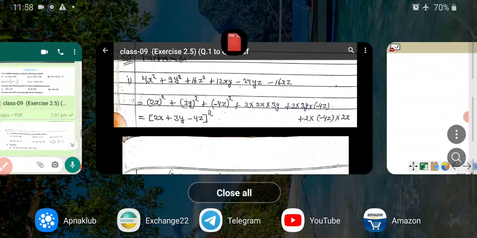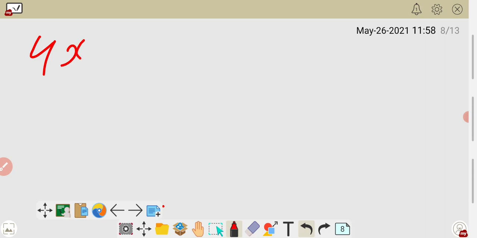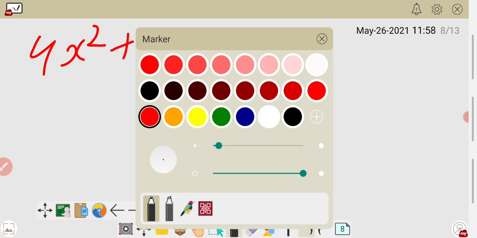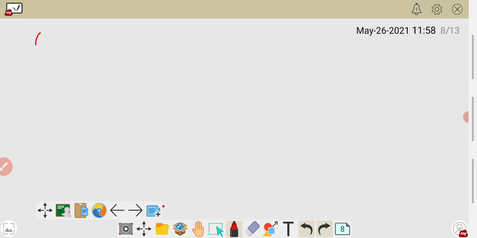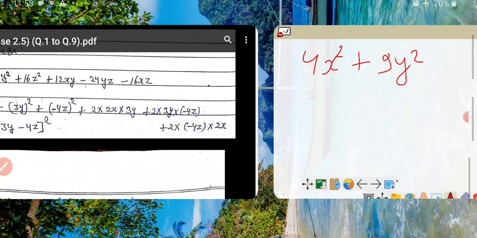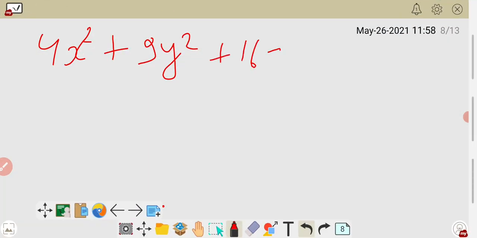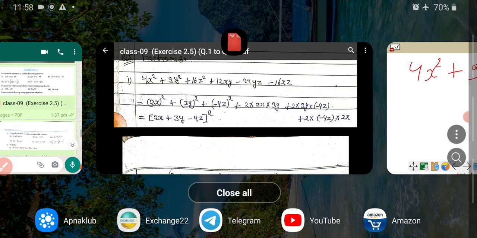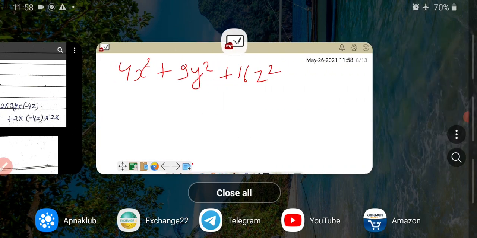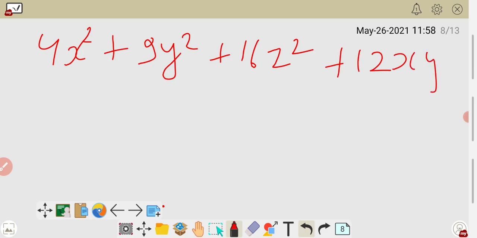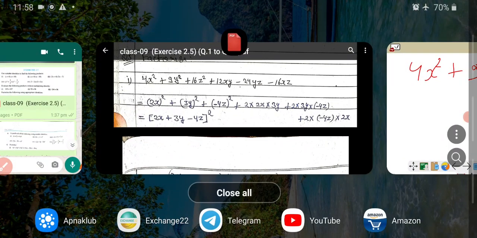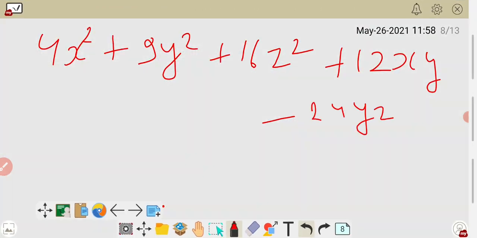Now just see here, your question is 4x square plus 9y square plus 16z square plus 2xy minus 12yz minus 16xz. Okay, first I'm writing here the question.